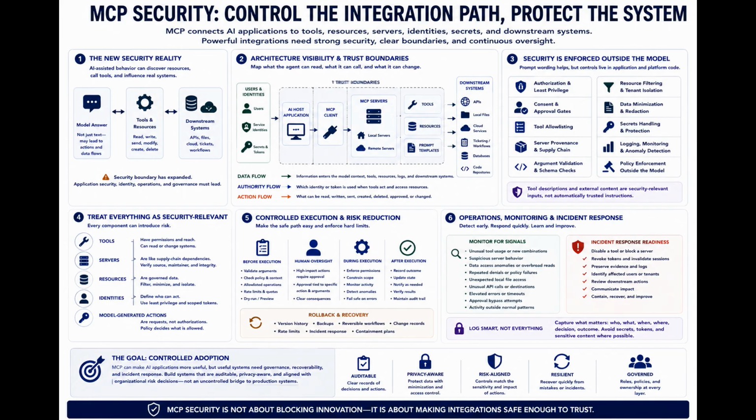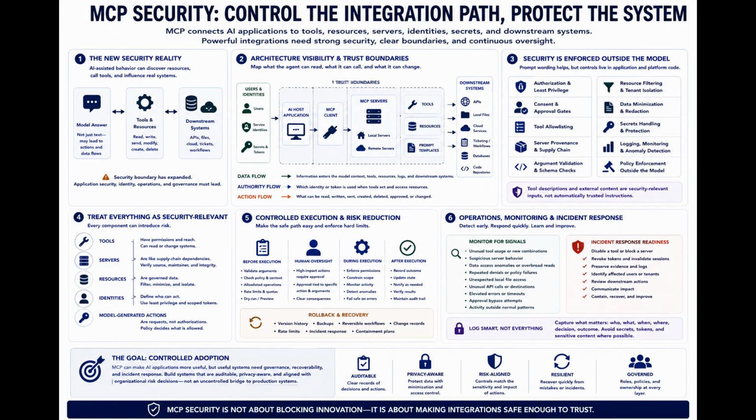Strong MCP security starts with architecture visibility and trust boundaries. Teams should map data flow, authority flow, and action flow. They should identify hosts, clients, servers, tools, resources, prompts, users, service identities, secrets, local files, cloud services, and downstream APIs. That map gives the organization a shared view of what the agent can read, what it can call, and what it can change. Prompt wording alone is not a reliable security boundary.